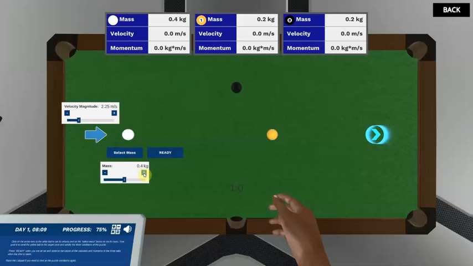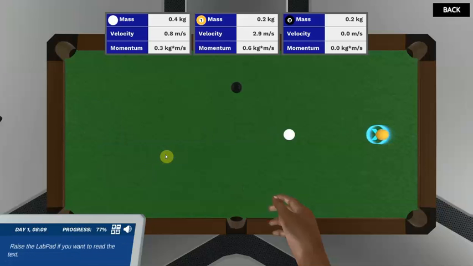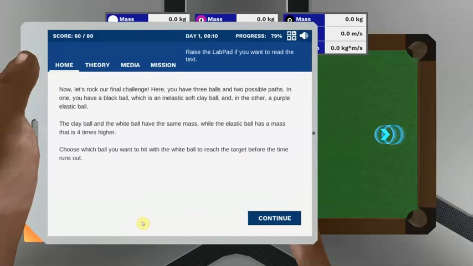Brilliant! You were able to calculate the mass and initial velocity of the ball. Now, let's rock our final challenge.